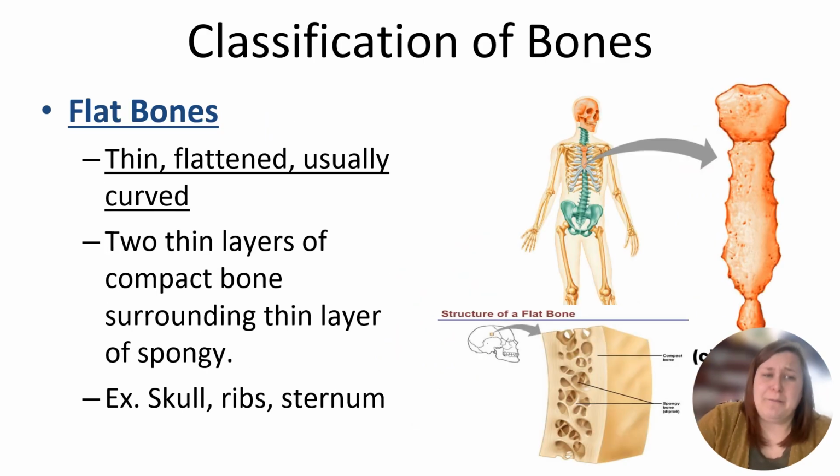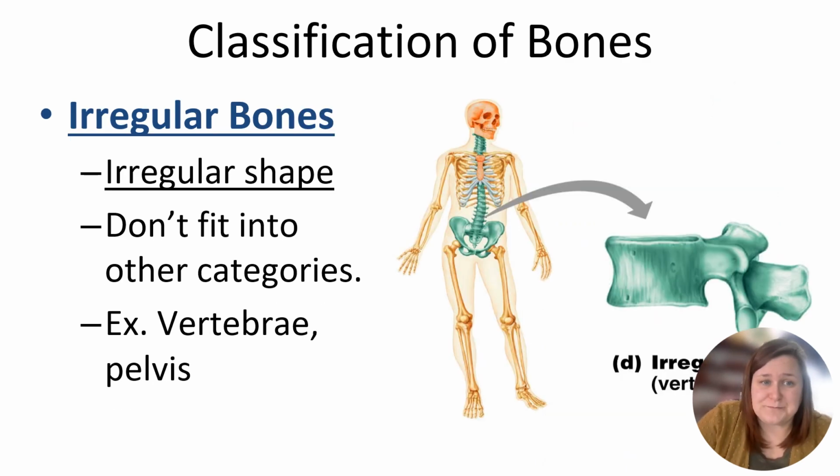We also have flat bones. These are going to be thin, flattened. They're usually going to be a little bit curved. They're going to have two thin layers of compact bone surrounding a thin layer of spongy bone. Examples of this are going to be like our skull, our ribs, our sternum, bones like that.